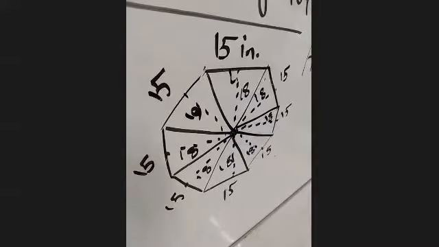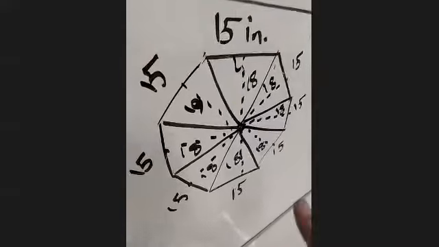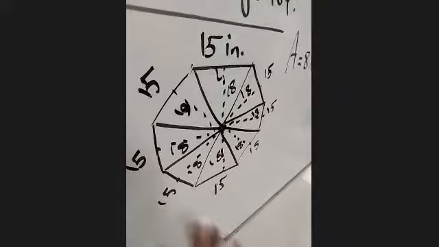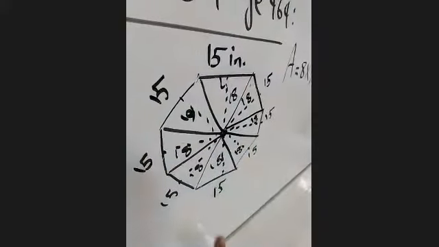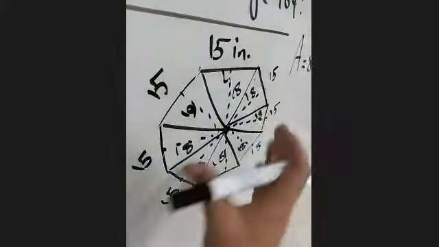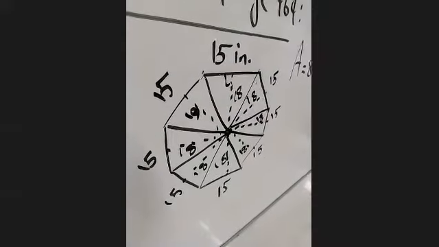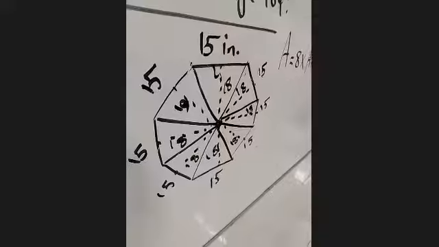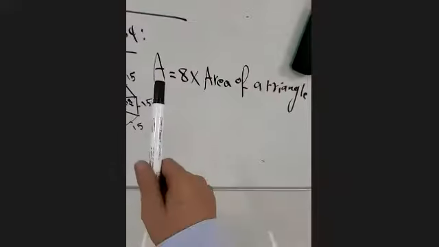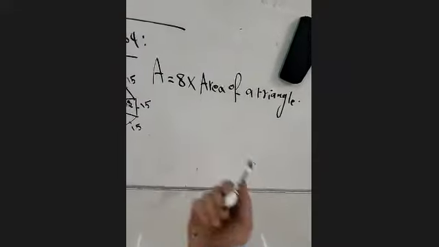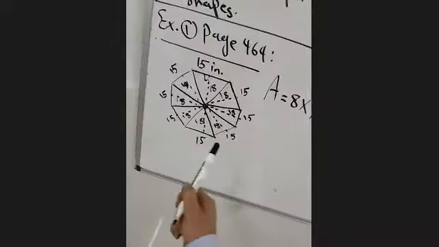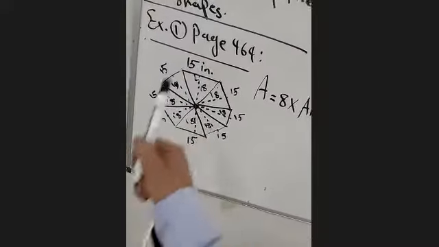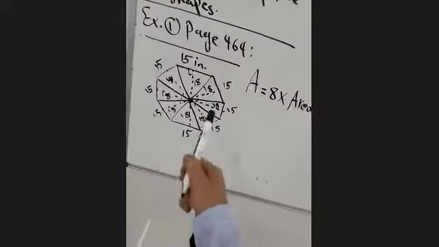Now, again, guys, to calculate the area of a regular polygon, you need to divide it into triangles like this one. Then multiply the number of triangles by the area of one triangle. So here, what I wrote in the first step: A equals 8. Why 8? Because we have an octagon. 8 sides means 8 equal triangles.